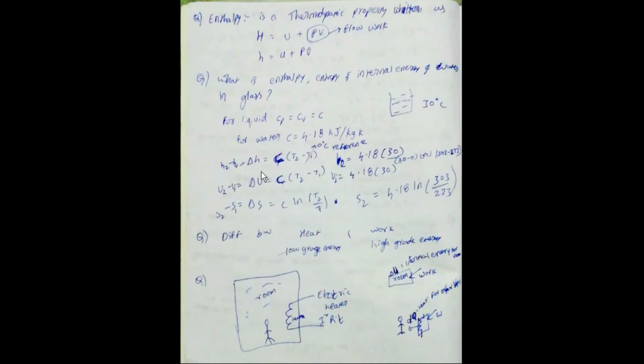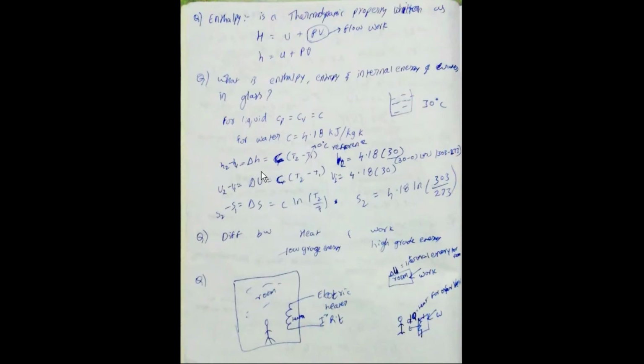Enthalpy is a thermodynamic property written as H is equal to U plus PV. Here PV is flow work. Small h is equal to small u plus P small v. What is the enthalpy, entropy, and internal energy of water in a glass? Yeah, in an interview they will have a glass, so they may ask this question.